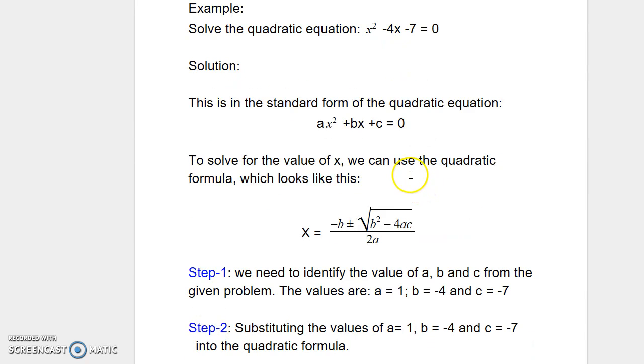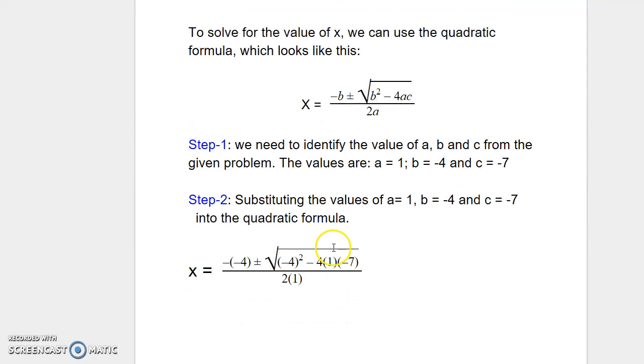Once we have identified the values of a, b, and c, we can then plug them into the quadratic formula, which states as follows: x equals minus b plus or minus the square root of b squared minus 4ac, the whole thing divided by 2a. This formula requires three things. It requires the values of a, b, and c.